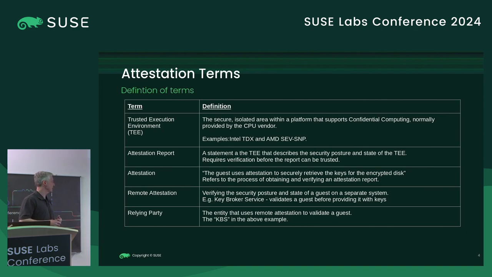Remote attestation is the same as attestation, but it's done not on the server platform. There is the counter to that, which is local attestation, and that happens between different trusted execution environments running on the same server platform. So remote attestation is more what we're interested in here, which is the ability to prove to a third party or to an external party that a guest is trustworthy. And then the relying party, the final one here, is the entity that uses that attestation report and the remote attestation process in order to gain trust in the guest. And the key broker service is a good example of that, so requiring an attestation report to establish trust in the guest.